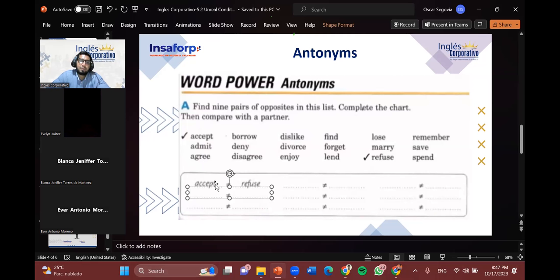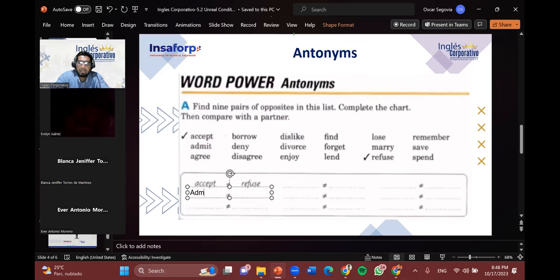Then we have the rest of the words that are admit, agree, borrow, deny, disagree, dislike, divorce, enjoy, find, forget, lend, lose, marry, remember, save, and spend. Those are, you know, like the main words that we have. Now, try to go ahead and find unmarried couples. So, you know, words that do not match with one another. So which ones are those words?